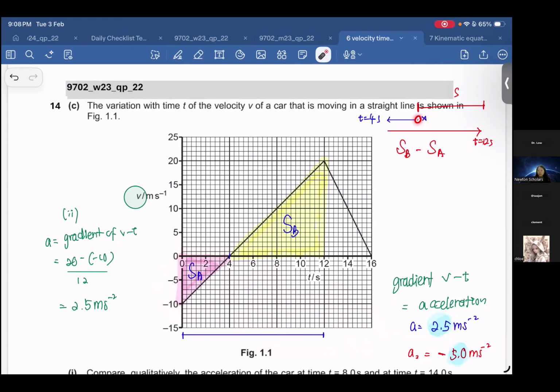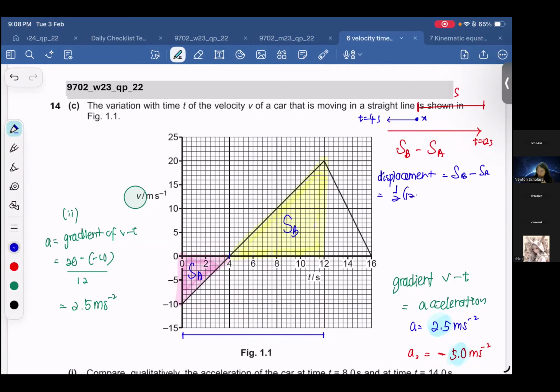So you can start from any way to draw the point X. Then move to the left for the first section. Then after that, the yellow region here, move to the right, change direction. So your displacement should be equal to 1 over 2 times (12 minus 4) times the height of 20, minus 1 over 2 times 4 times the height of 10. So your answer should be 60 meters.